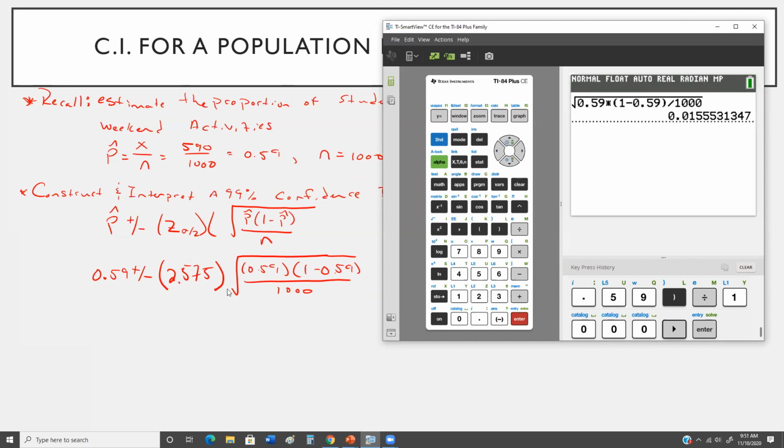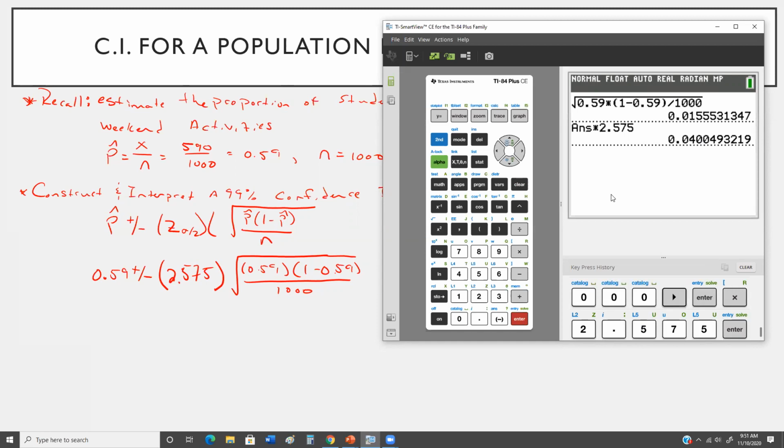Now I need to take this and multiply it by 2.575. So I'm just going to hit times 2.575. And I'm going to get this. How many people get this number right here? Okay, so I'm just going to go to 2 decimal places here. It's 0.04.